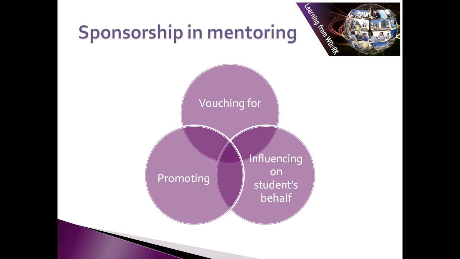One way of thinking about sponsorship in mentoring is that it is about the work that you do when the student is not there to vouch for the student, promote their interests, and influence on the student's behalf. Because of this, it's a role that a mentor would normally take once the relationship has been going for a while, and that the mentor is in a position where they are happy to use their reputation to make it easier for the student to achieve what they want to achieve.